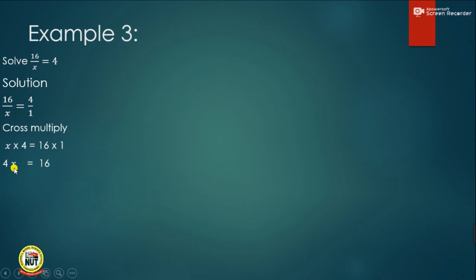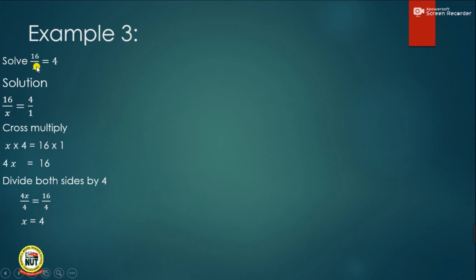Now, what is the coefficient of x in this expression? The coefficient of x in this expression is what? 4. Therefore, we shall divide all through by the coefficient of x, which is 4. So we'll divide both sides by 4. Dividing both sides by 4, it will be 4x all over 4 is equal to 16 all over 4. And 4 divided by 4 is equal to 1. 1 times x gives us x. Then 16 all over 4, 16 divided by 4 is equal to 4. Therefore, x is equal to 4.